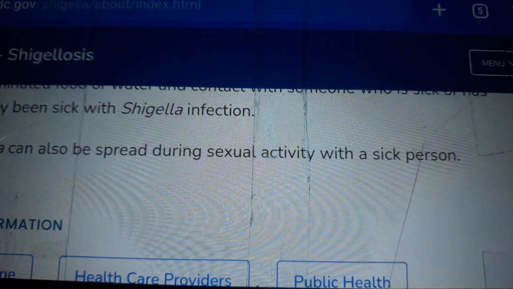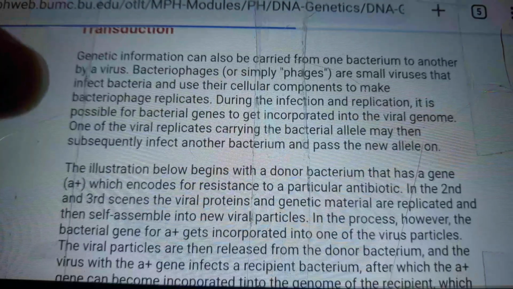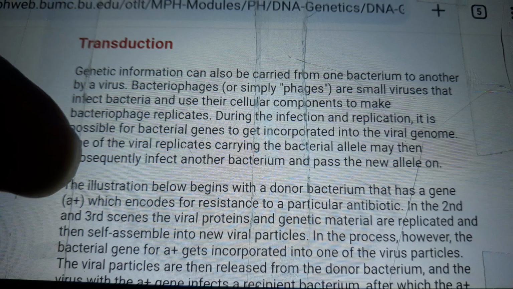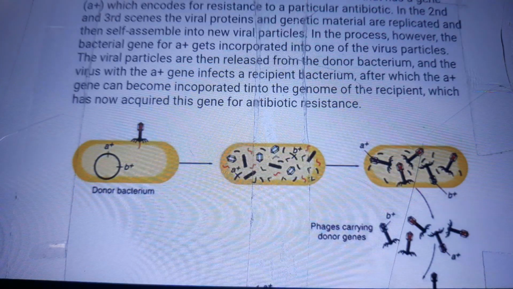And now we go back to the subject matter proper, and we go to the next subject called transduction. Genetic information can also be carried from one bacterium to another by a virus. Bacteriophages, or simply phages, are small viruses that infect bacteria and use the cellular components to make bacteriophage replicates. During the infection and replication, it is possible for bacterial genes to get incorporated into the viral genome. One of the viral replicates carrying the bacterial allele may then subsequently infect another bacterium and pass the new allele on. The illustration below begins with the donor bacterium that has a gene A+, which encodes resistance to a particular antibiotic.